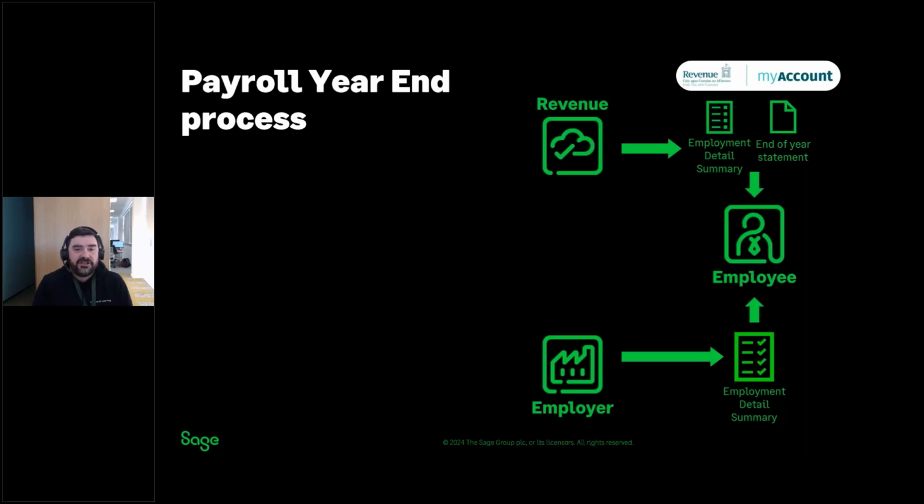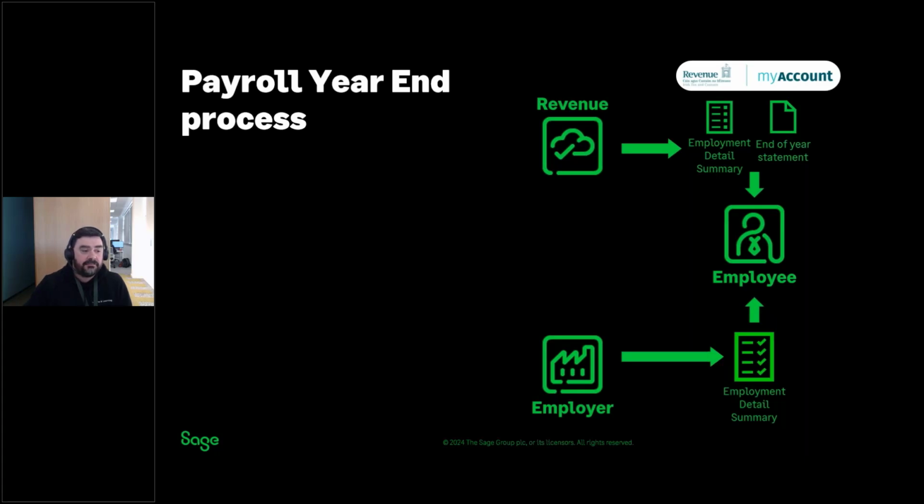Now, as you'll probably appreciate by now, the year-end process itself is pretty straightforward. Revenue are going to deal with all the official forms. So based off your submissions, they'll produce the employment detail summaries and end of year statement for your employee, which they would need to access via My Account on the Revenue website. It becomes available usually at some point during January.